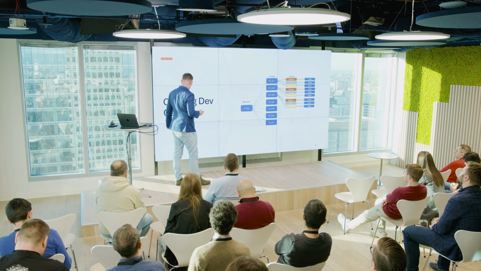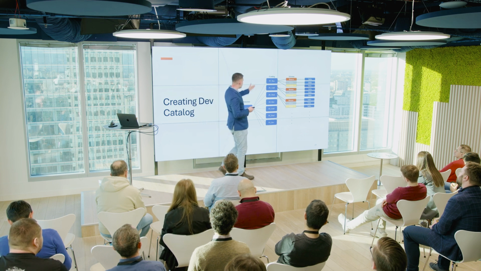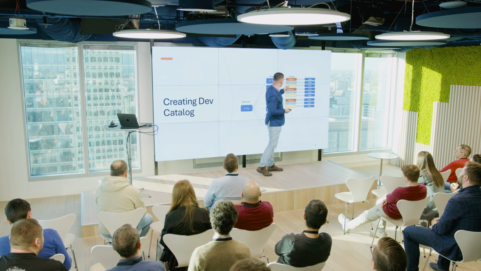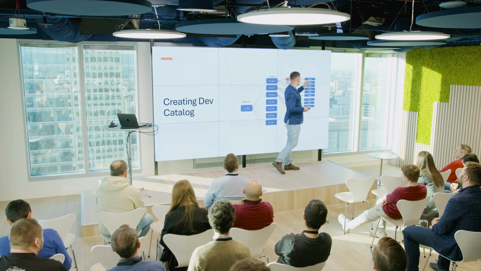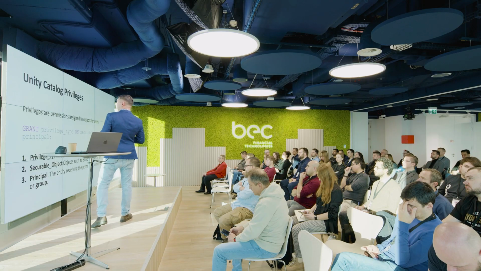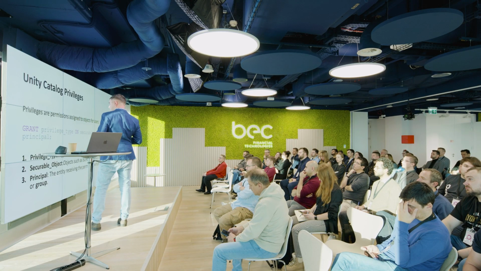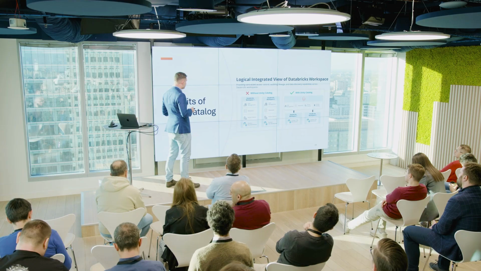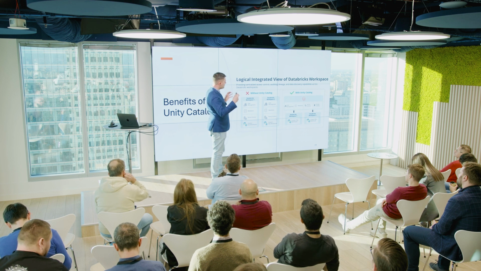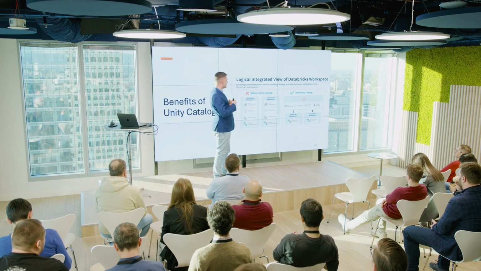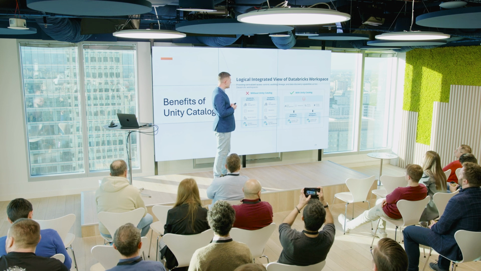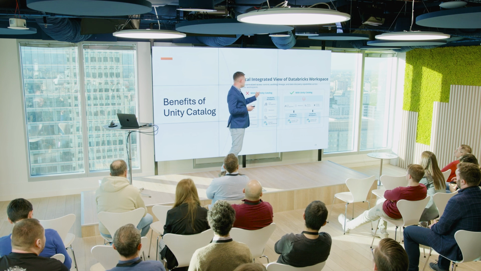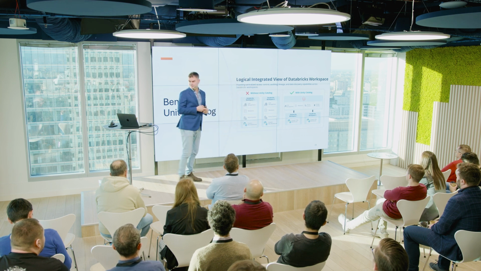Yes, and how to create the dev catalog. So as you see, we have a catalog. So this is for dev, UAT, and prod. And inside we have the schemas: bronze, silver, gold. And inside of that schema, we are building the tables. Privileges on the tables work like that. Benefits of Unity Catalog, as I said, we have one centralized place where we can work with Databricks, so we don't need to skip between dev, UAT, and prod there. Okay.